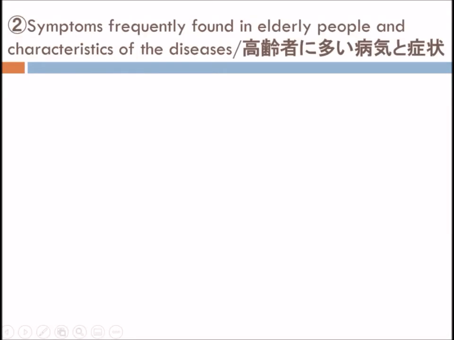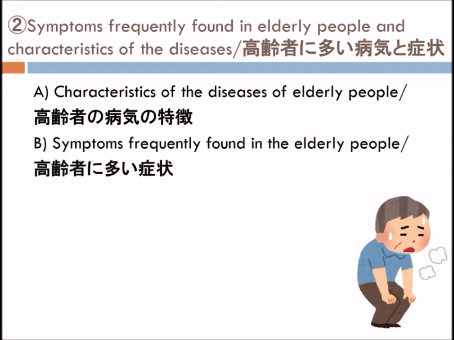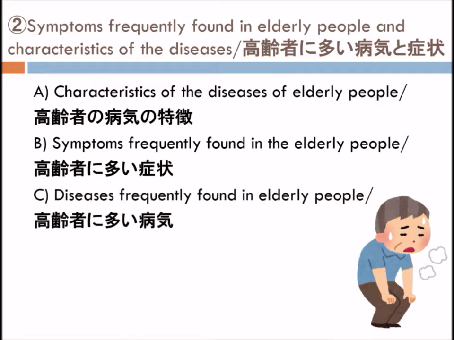In the topics of symptoms frequently found in elderly people and characteristics of the diseases, there are three parts. Characteristics of the diseases of elderly people. Symptoms frequently found in the elderly people. Diseases frequently found in elderly people.